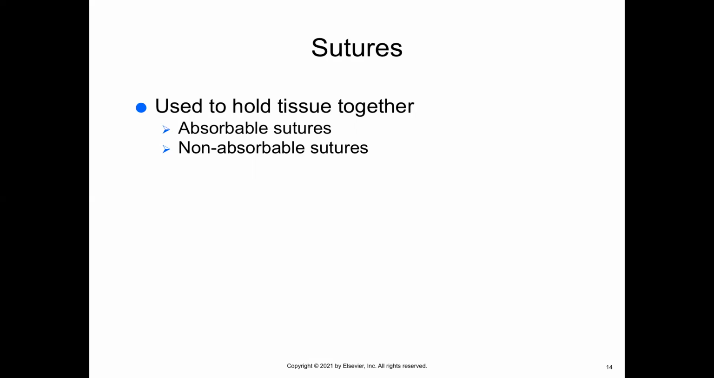The most widely used are the absorbable sutures. This just means that the suture itself is broken down by the body's proteolytic enzymes, and this eliminates the need for a second appointment to have them removed. With the non-absorbable sutures, they need to come back, and the dentist or assistant or even the hygienist has to remove them.